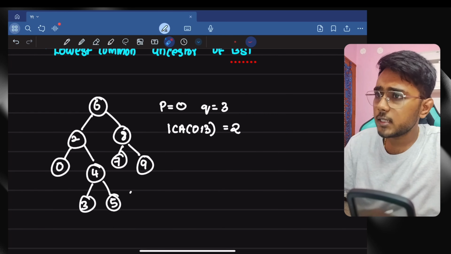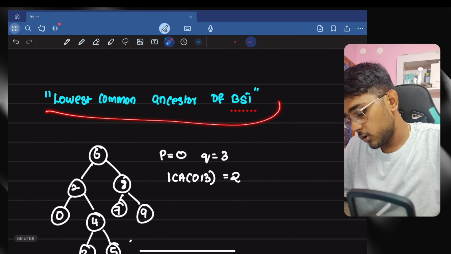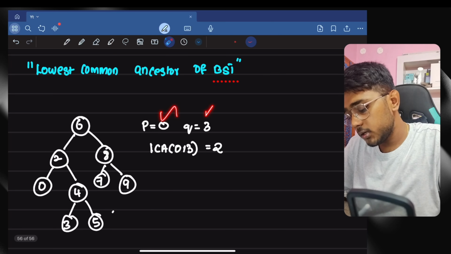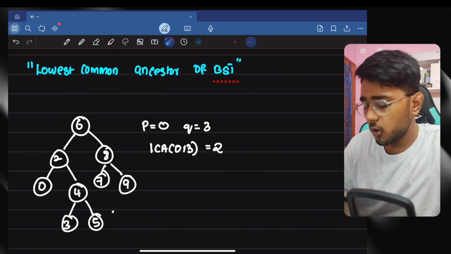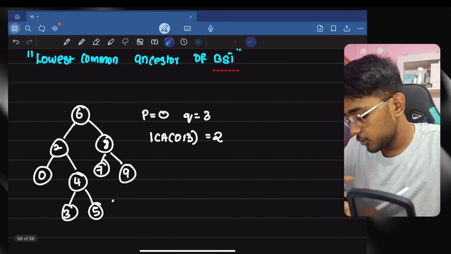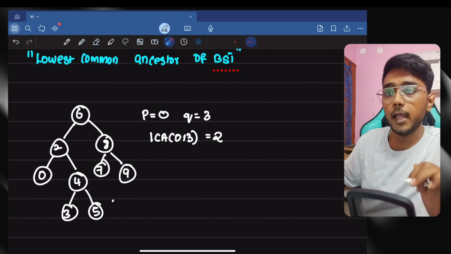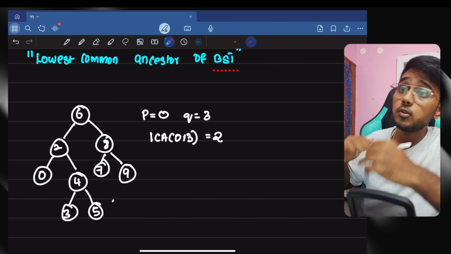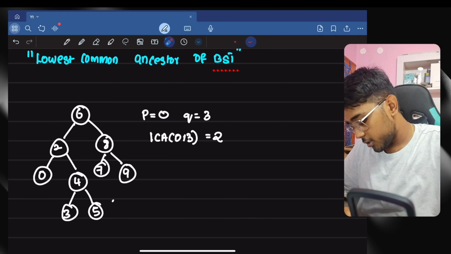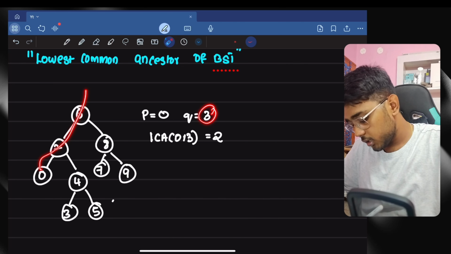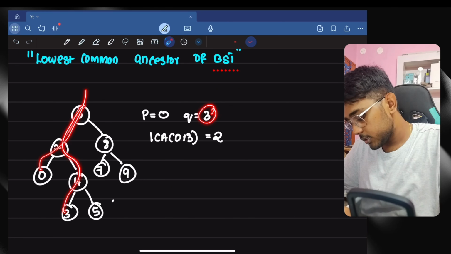Now let's understand what is meant by lowest common ancestor. In a given question, they will give nodes P and Q. We need to find the lowest common ancestor of them. If they give such a question, first let me draw out the path from these two nodes to the root. So node 0, what is the path? It's going to be like this. And for node 3, the path is going to be like this.